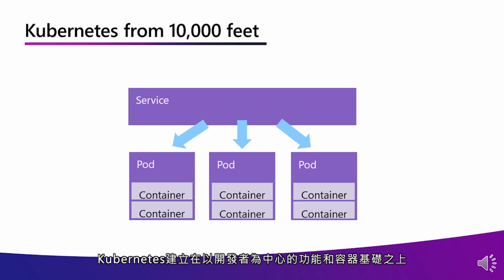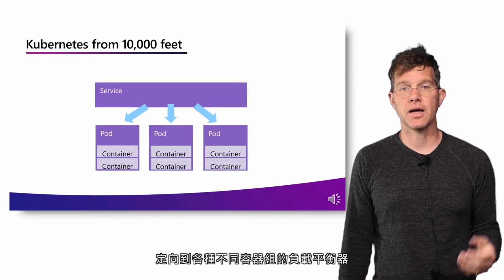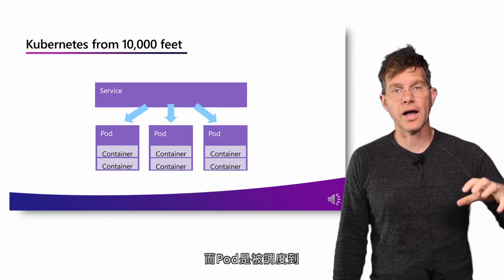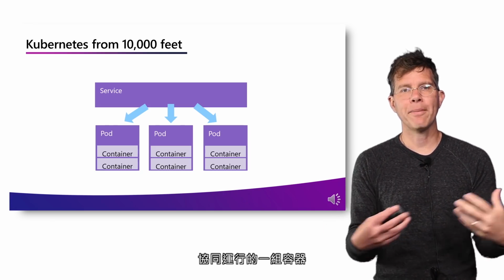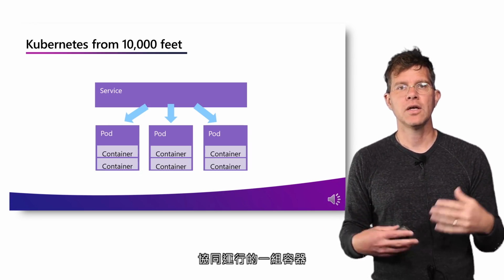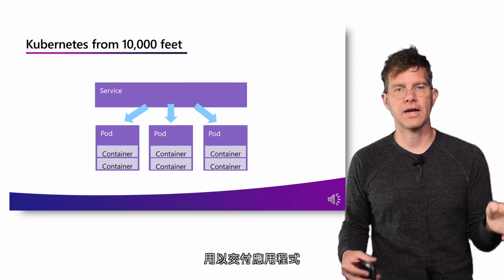Kubernetes builds on top of these developer-focused features in containers to provide an API that's oriented around building services, around building things that have replication, that have multiple different things communicating with each other. In Kubernetes, the fundamental concepts are the service, which is effectively a load balancer for directing traffic to a variety of different groups of containers, and the pod, which is a group of containers that are co-scheduled onto the same machine, operating together in a symbiotic fashion to deliver one piece of an application, right?